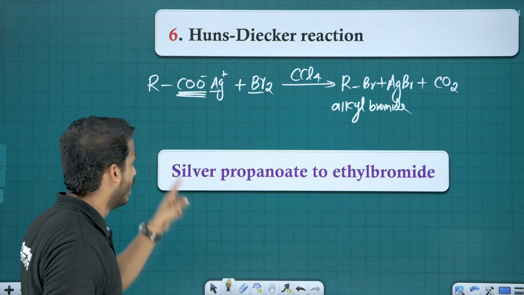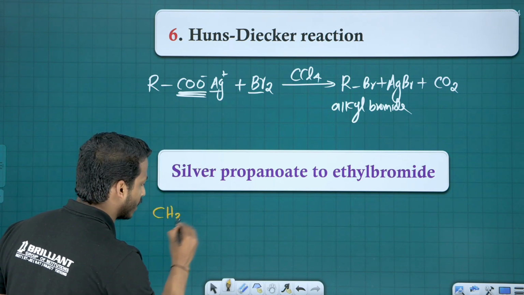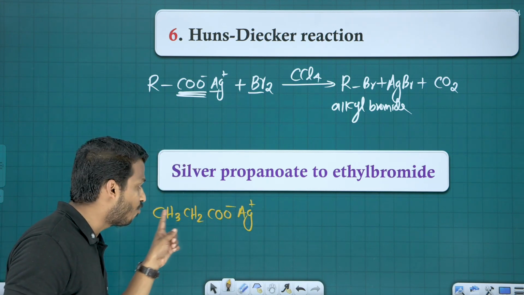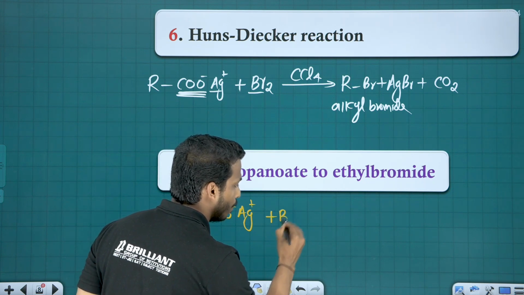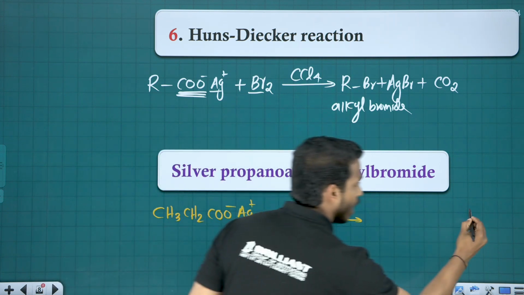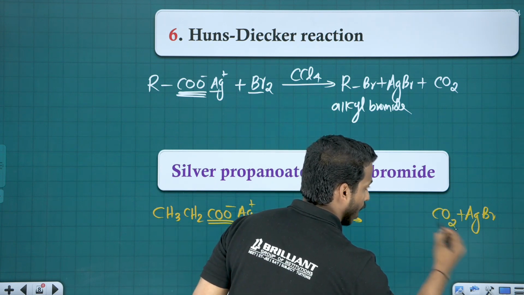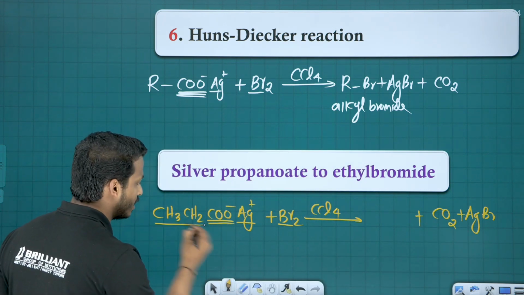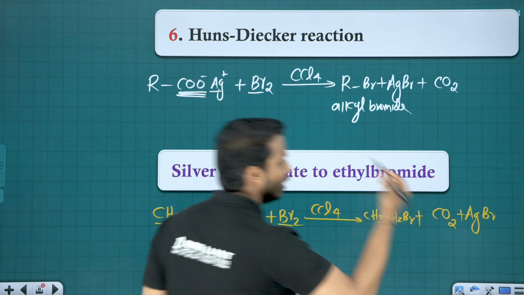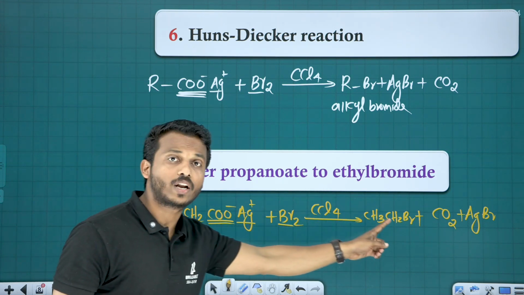So, example, silver propanoate. That means silver salt of propanoic acid. What is the formula? CH3CH2COO minus and Ag plus. Silver salt of propanoic acid, when you react with bromine in presence of CCl4, what happened, my dear? 1 Ag, 1 Br out as AgBr plus the carbon dioxide part is out. What is left in the system? This CH3CH2 will combine with the Br. You will get ethyl bromide. There will be 1 carbon less in the haloalkane. Here you see 3 carbon, but the product has 1 carbon less.